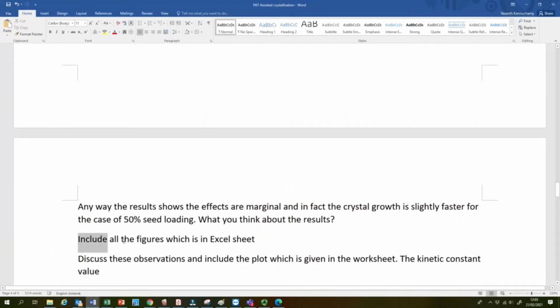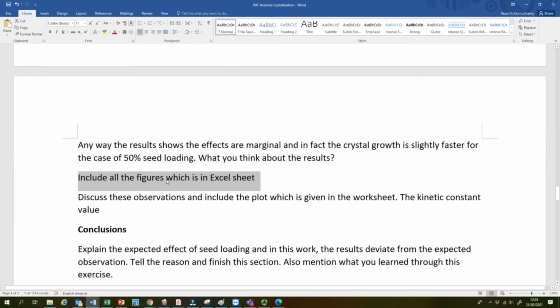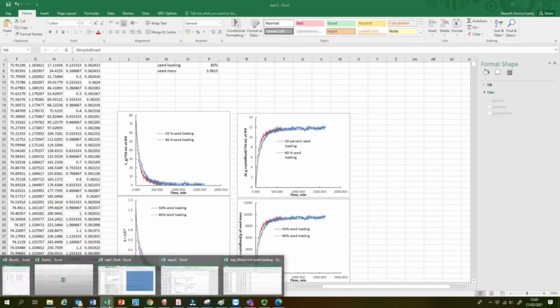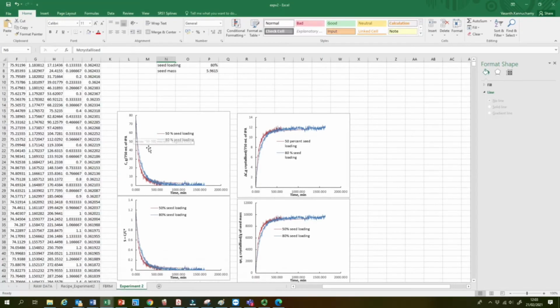And then I already made the figures for you. Just include all the figures in the Excel sheet. I can show the image. I think something is not right in this image. I will fix it and then I will send it to you. But just look at the trend here.